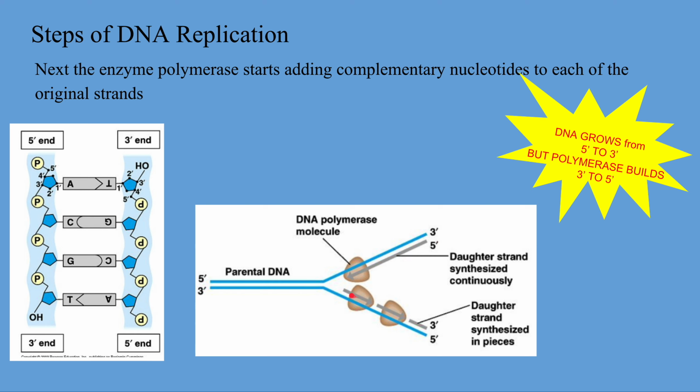So why is this broken up? Well, as we said before, polymerase builds 3' to 5'. And since this strand is going from 3' to 5', it's able to build continuously this way. But on this side of the DNA, since we said before the original strand of DNA is flipped, 3', 3', 5', 5', it actually lags behind.